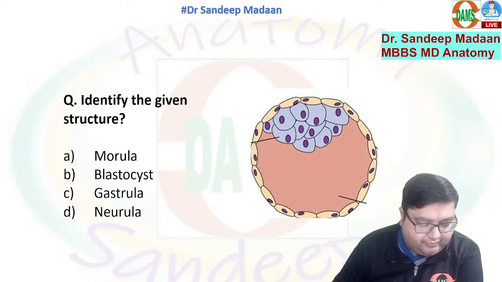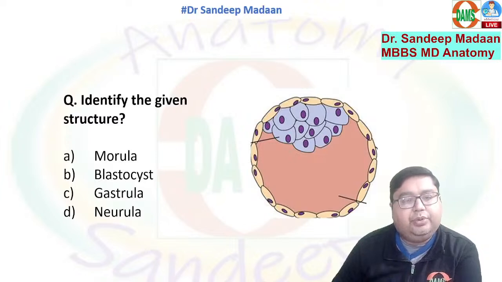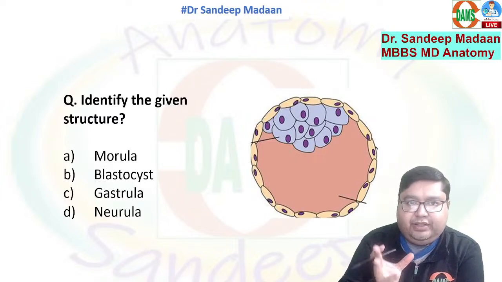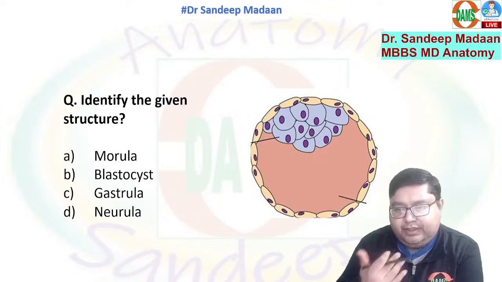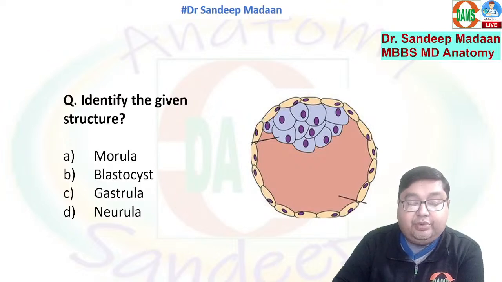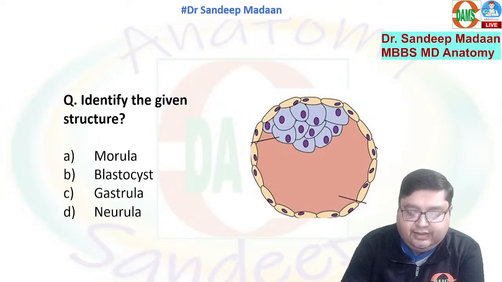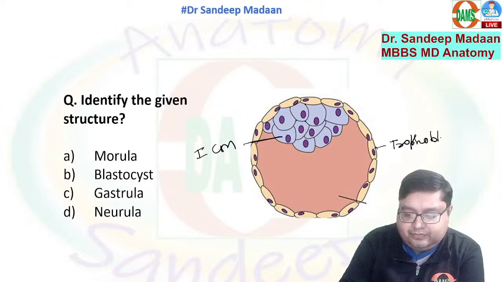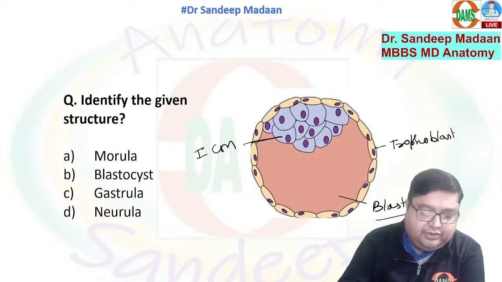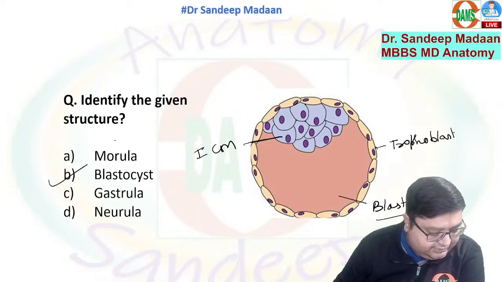We know that morula is a compact structure where we have the cells in connection with each other, but we do not have such a cavity where we get inner cell mass, outer cell mass. Here this is the trophoblast or outer cell mass, right? And this is the blastocyst cavity, blastocele cavity. So overall the structure is blastocyst.